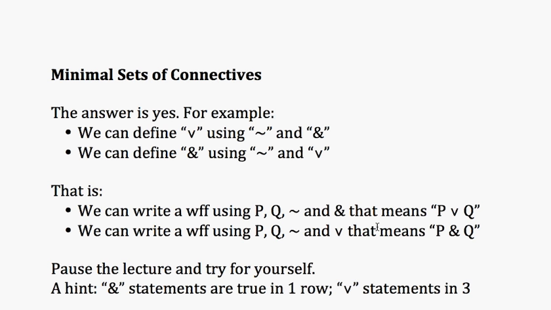So I'd like you to pause the lecture before you go on and see for yourself if you can figure out how to do this. And it might be useful to think about this: or statements are true in 3 rows, and and statements are true in 1 row. And so you might want to think about that when you're figuring out how to go back and forth here. So pause and start up when you think you've got the answer.